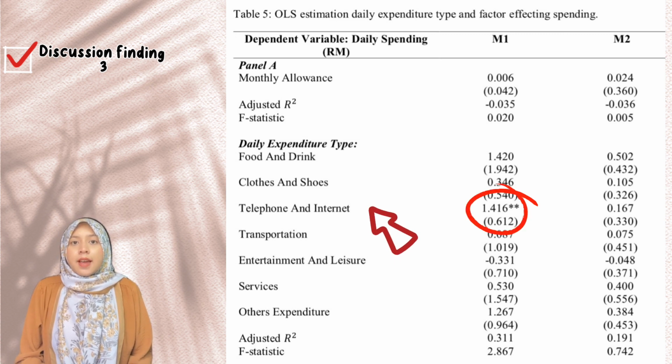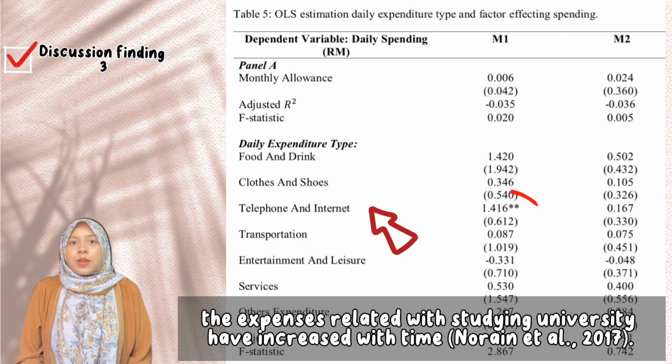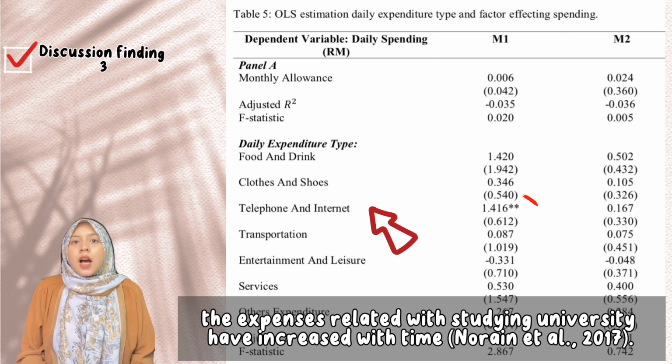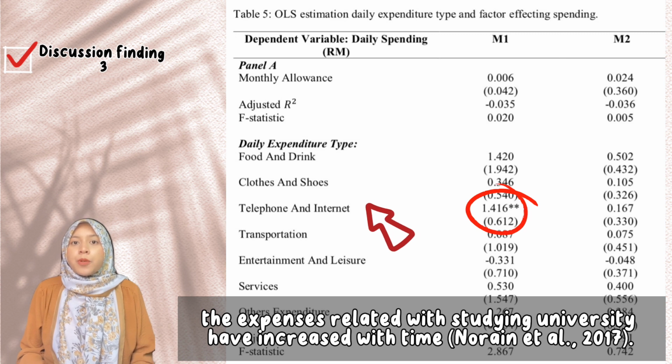In the modern era, the expenses related to university study have increased with time. Aside from the market economy's ongoing price increase, some goods like smartphones, laptops, and desktop computers are considered essential for students in order to improve communication and the learning process.